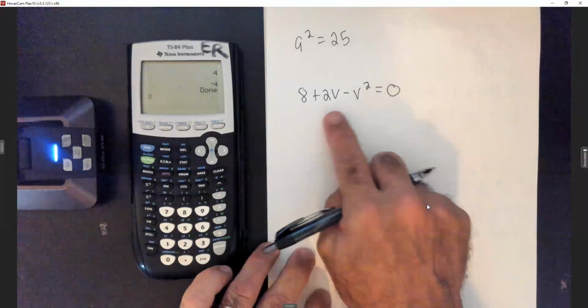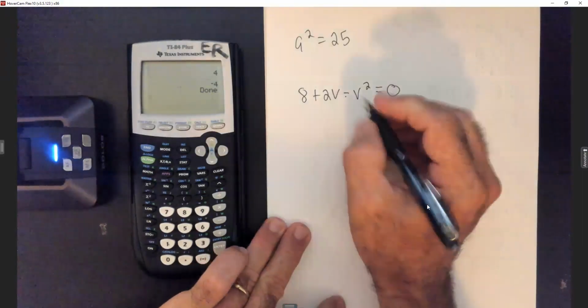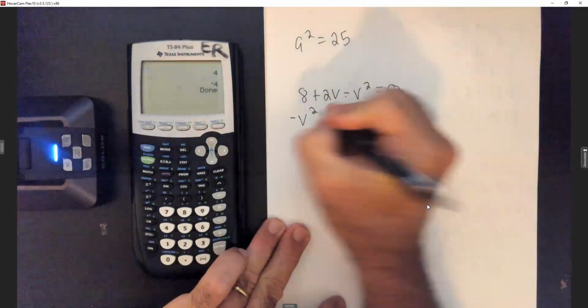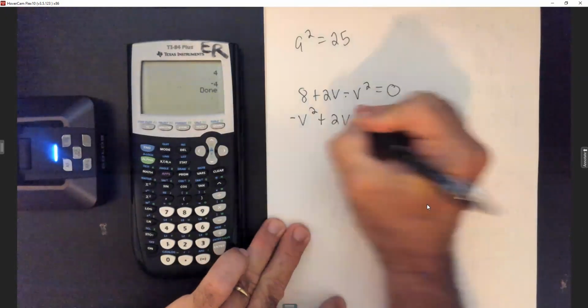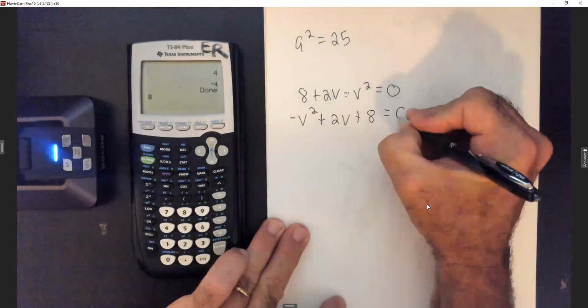So the first thing I'm going to do to this is put it in the right order. So the v squared needs to go first, and it's negative. So you got a -v squared. Then you would put the +2v. Then you would put that +8. All that equal to 0.